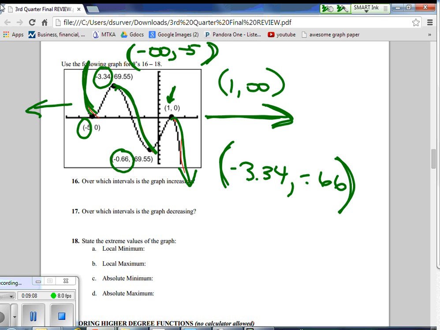Hopefully you can handle the increasing ones yourself. Next is extreme values, minimums, maximums. Those are really simple.